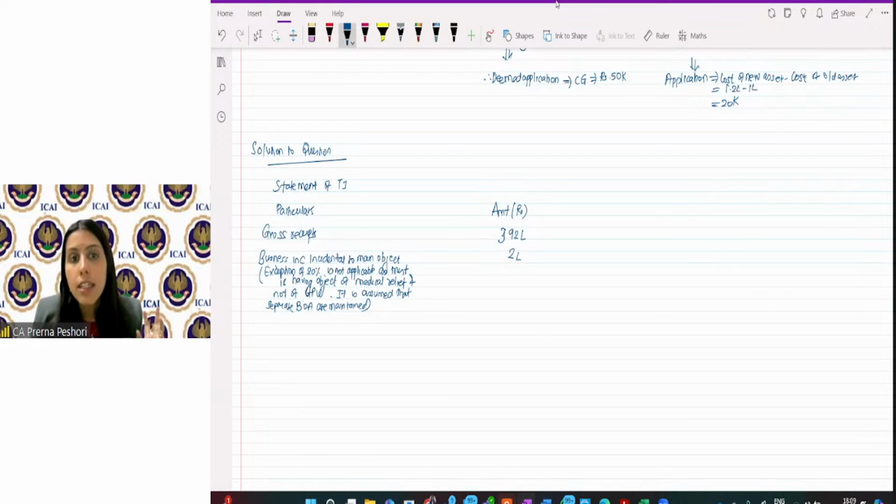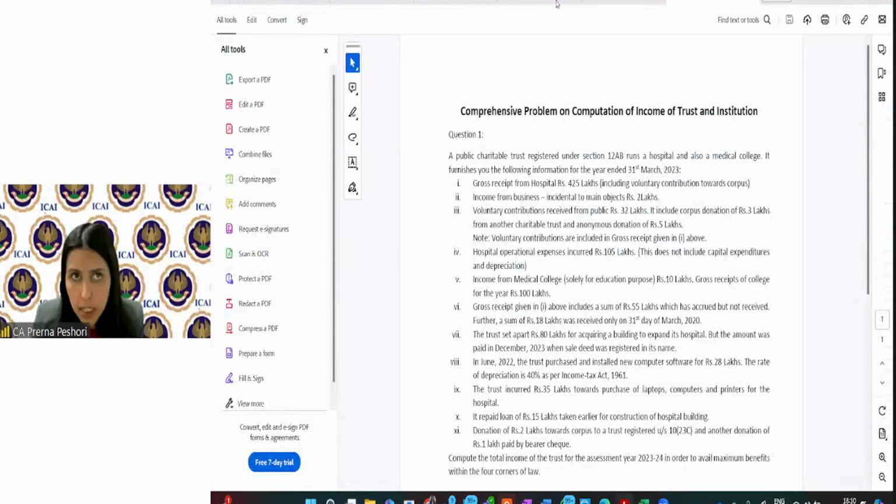Okay. Next is voluntary contributions received from the public, rupees 32 lakh. It includes the contribution of corpus donation of 3 lakh and anonymous donation of rupees 5 lakh. Now you have excluded the anonymous donation and the voluntary contribution, everything else. But the question that remains is what will happen to the voluntary contributions over here? Whether we need to include it, whether we need to exclude it, what we need to do.